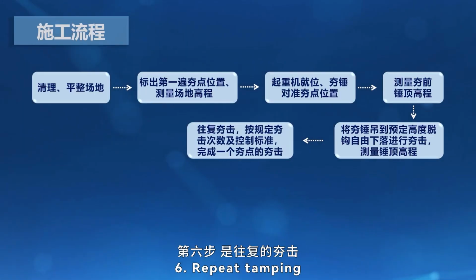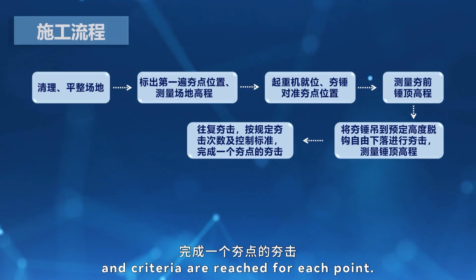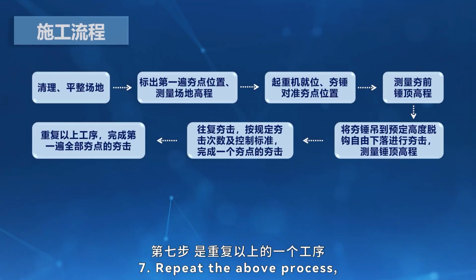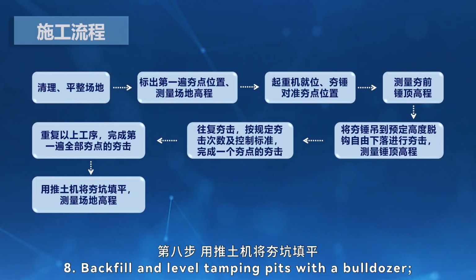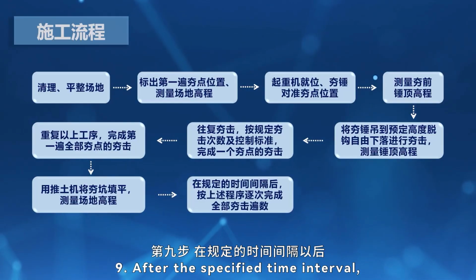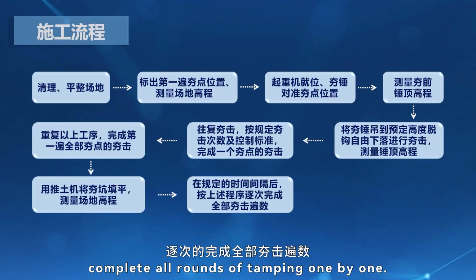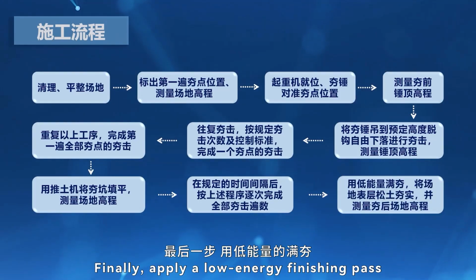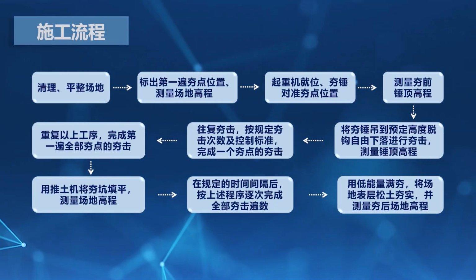6. Repeat tamping until the specified number of blows and criteria are reached for each point. 7. Repeat the above process. Complete the first pass of all tamping points. 8. Backfill and level tamping pits with a bulldozer. Measure elevation. 9. After the specified time interval, repeat for subsequent passes. Complete all rounds of tamping one by one. Finally, apply a low-energy finishing pass to compact the surface soil. Then measure the final elevation.